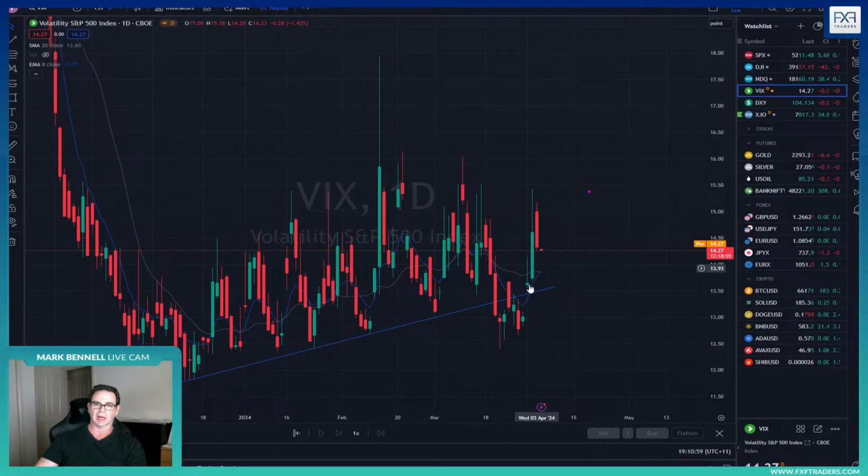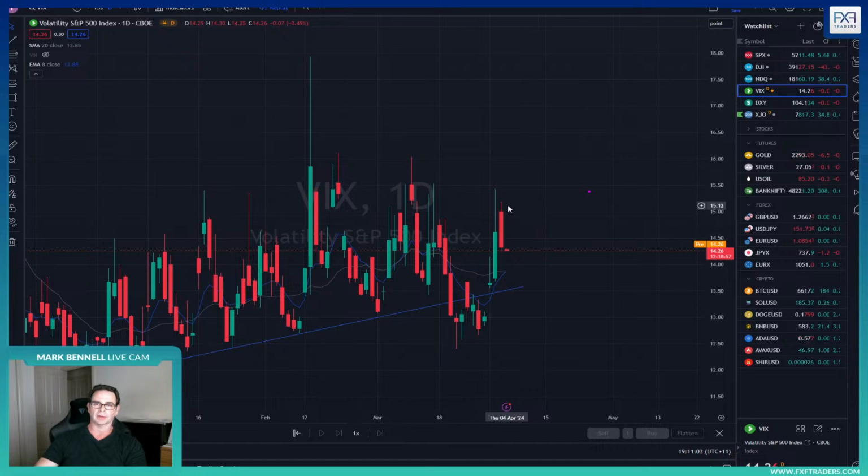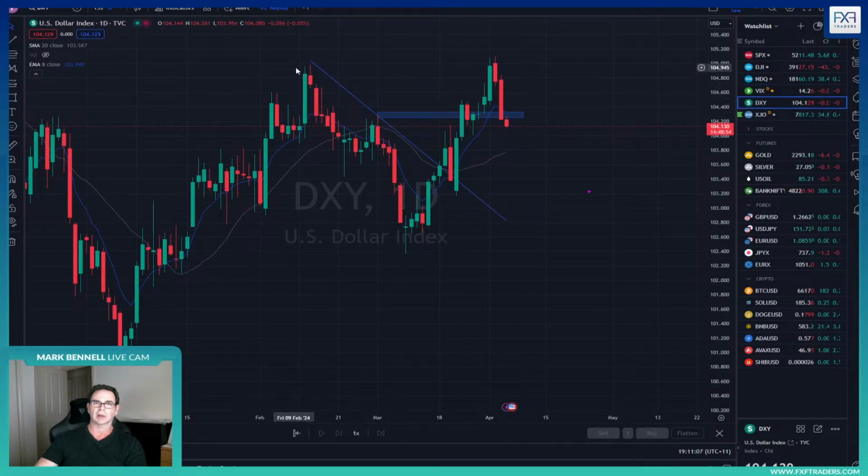All right, the VIX. So the VIX is kicked up. We were watching this for a while. It settled back a little bit, but still need to be mindful of that. Dollar index, all right, into resistance here, dropping back.